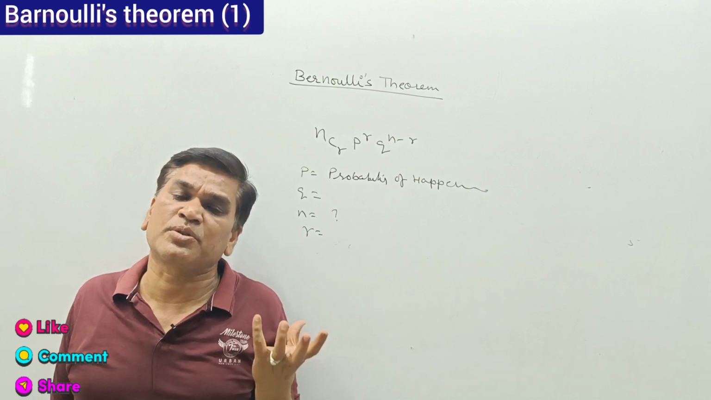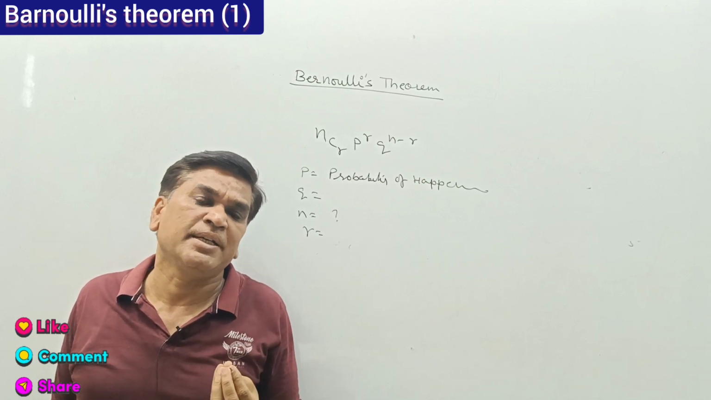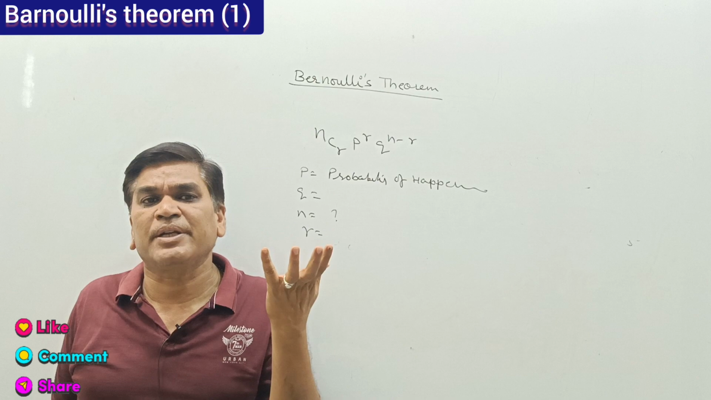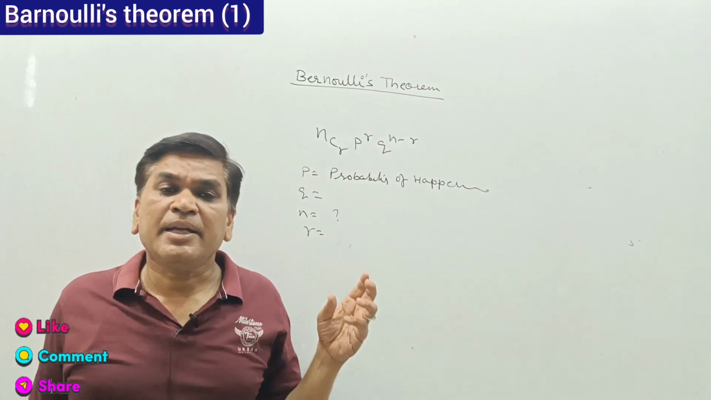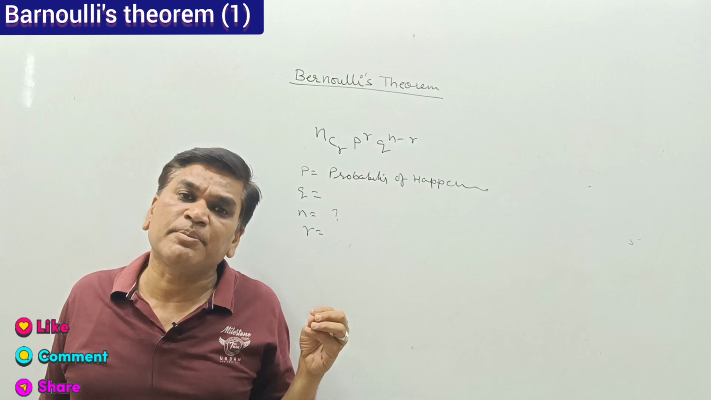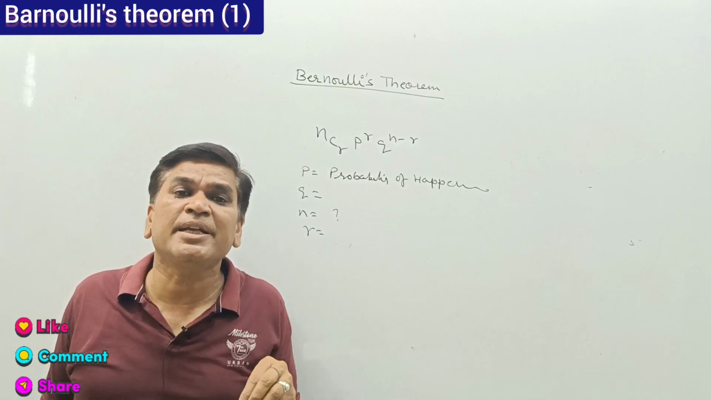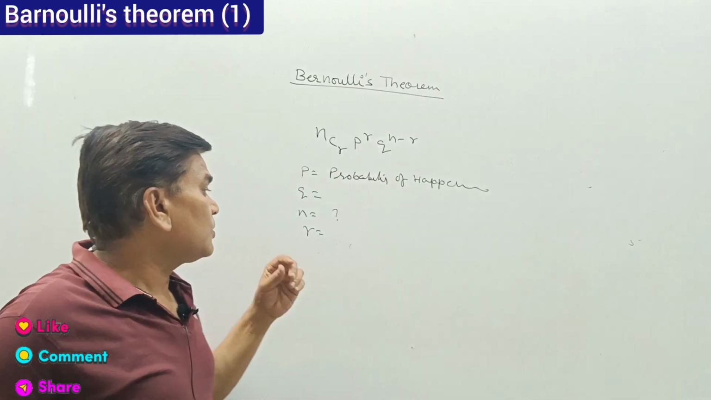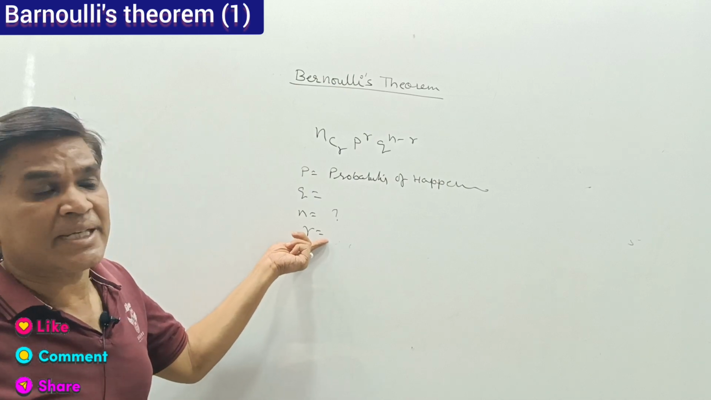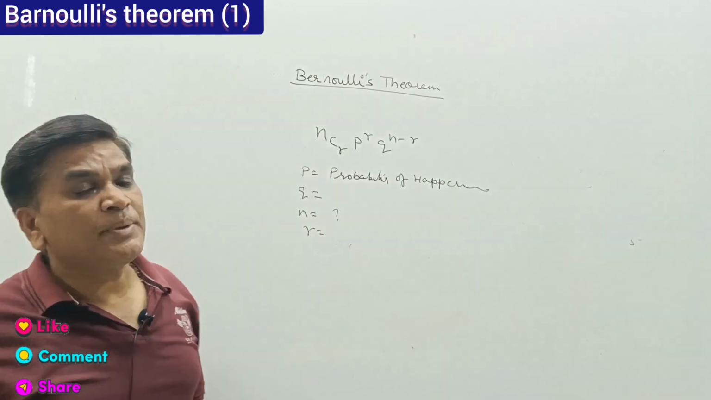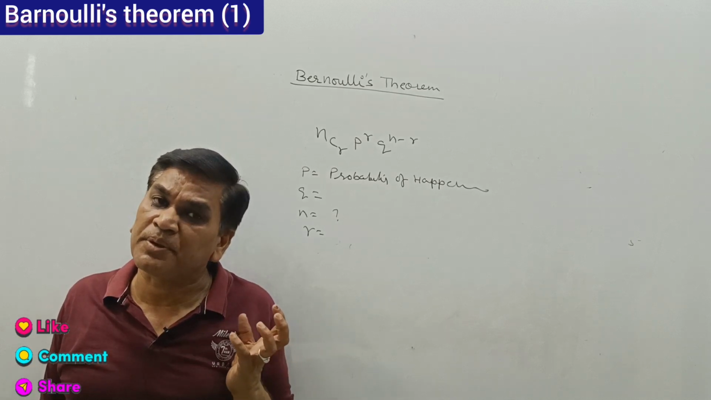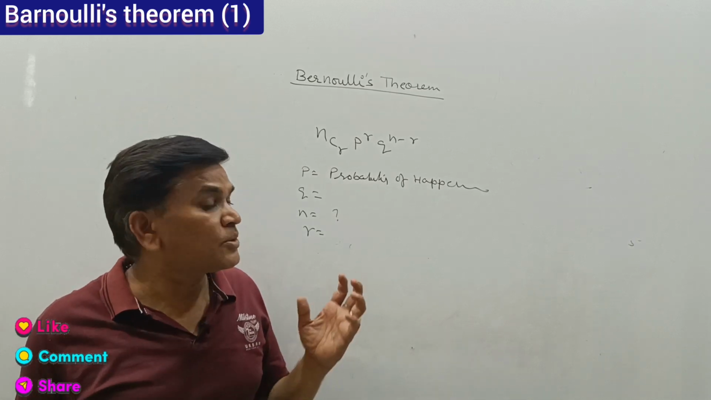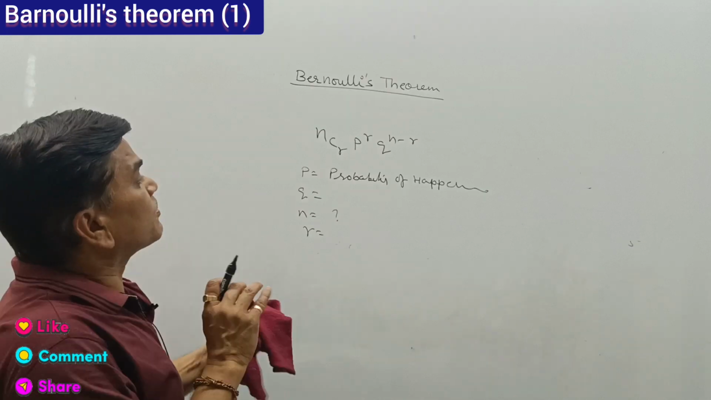Suppose I am collecting 10 coins and throwing 10 coins. So the total number of events will be 10, and I want to calculate the probability of getting 7 heads out of 10 coins. So the number of occurrences is 7. The probability of happening is p, and the probability of not happening is q. So this formula is used for the Bernoulli theorem.